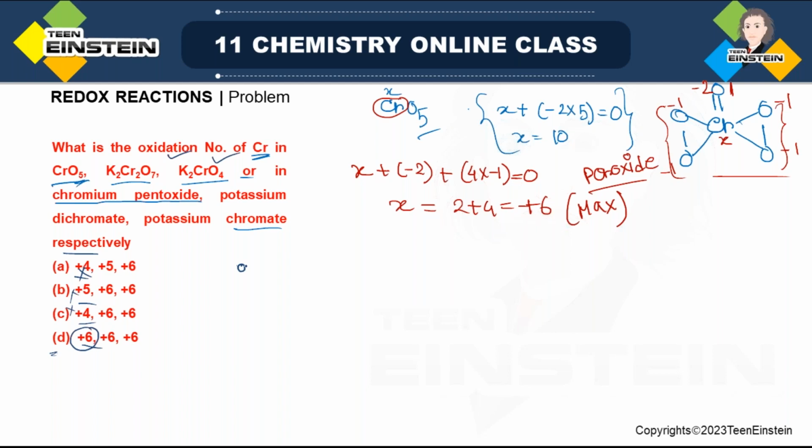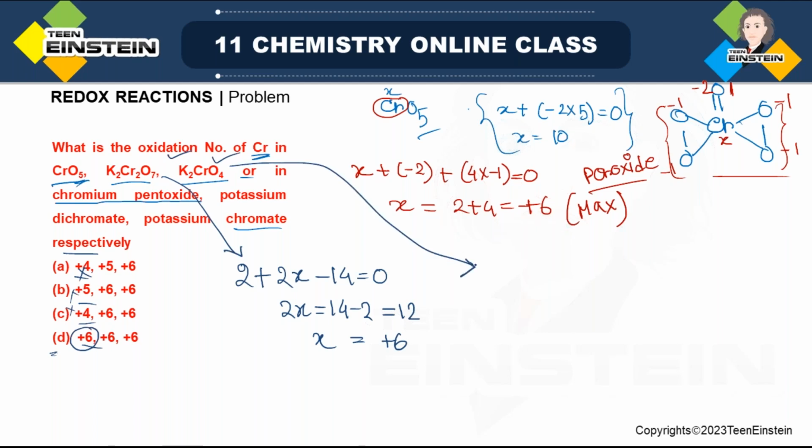For 2 potassium, it will be 2. For 2 chromium, it is 2x. For 7 oxygen, it is -14. Overall 0. 2x is 14 minus 2. So x is 6. So this is for 2 potassium, 1 chromium, 4 oxygen.